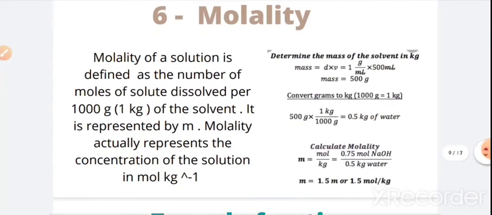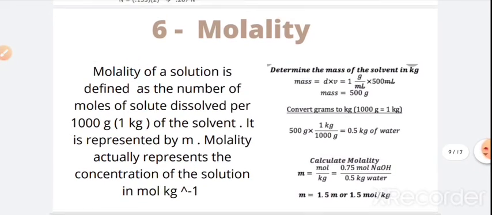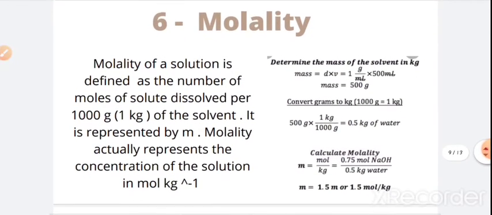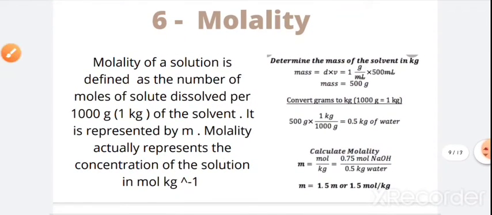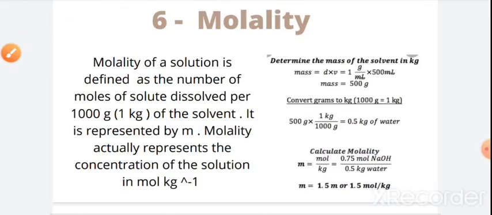Here is the process of how to calculate. You can calculate the molality. Okay, the question is not given here, so we will not discuss the question. You just learn this formula for molality, right? So that's it about molality.